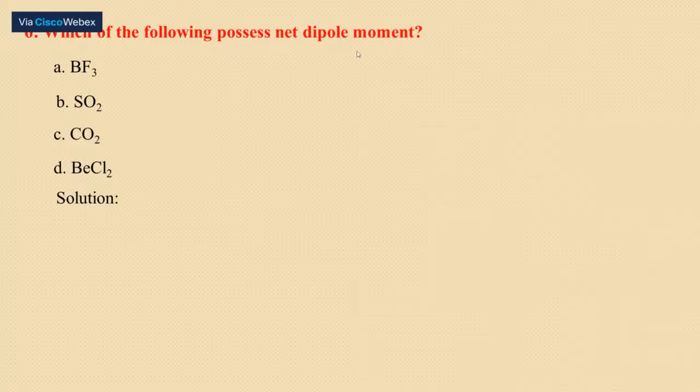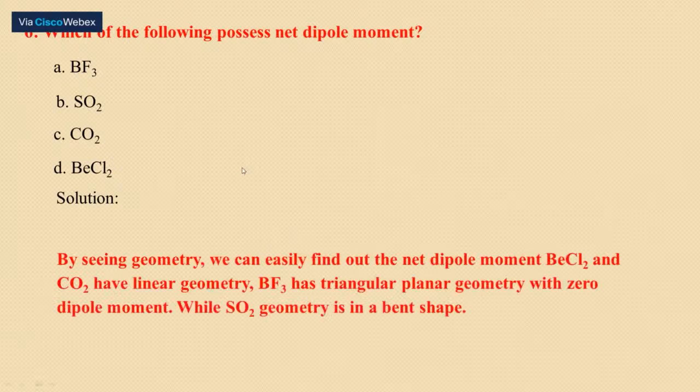What's the question? Which of the following possess net dipole moment, where mu is having some value? Mu is the dipole moment. What is dipole moment? That is the product of charge and distance. Here mu must not be equal to 0. So what are the options which are given? BF3, SO2, CO2, BeCl2. Let us see the solution.